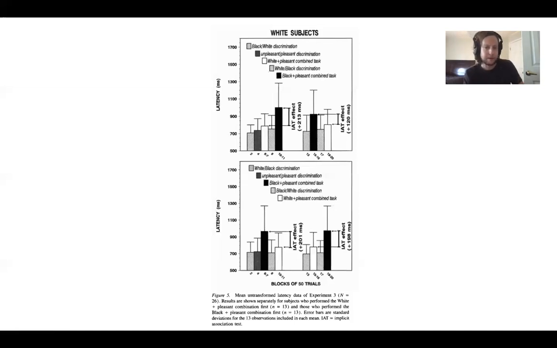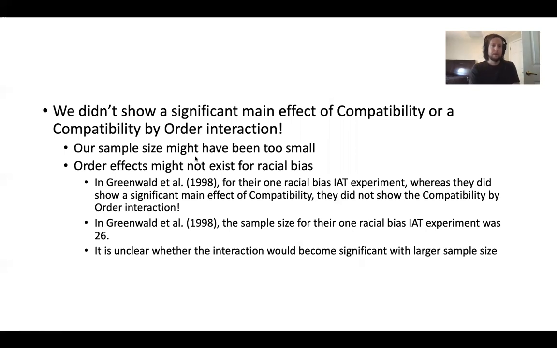It's a very similar experiment to the flowers and insects one, except it was with black and white faces instead of flowers and insects. And although they did find the main effect of compatibility, that is, people were slower in the incompatible conditions, they did not show the interaction, which is surprising. And so, yeah, I think I showed you this last time. We didn't show the significant main effect of compatibility in our lab, and we also didn't show the order effect. It might be because our sample size was small. There might be other reasons why we didn't show the main effect of compatibility.